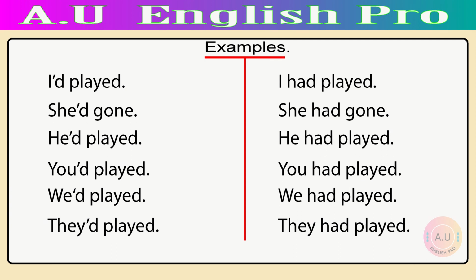Let's see another example. We'd played. So friends, in this sentence we have used the third form of the verb, so we can easily recognize that this contraction shows the full form of we had. Let's see the last example. They'd played. Friends, in this example we have used the third form of the verb, so you can easily understand the contraction shows the full form like they had.